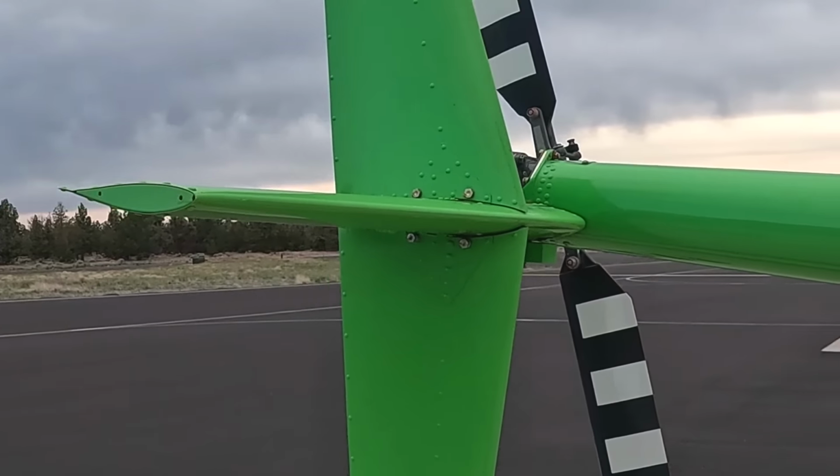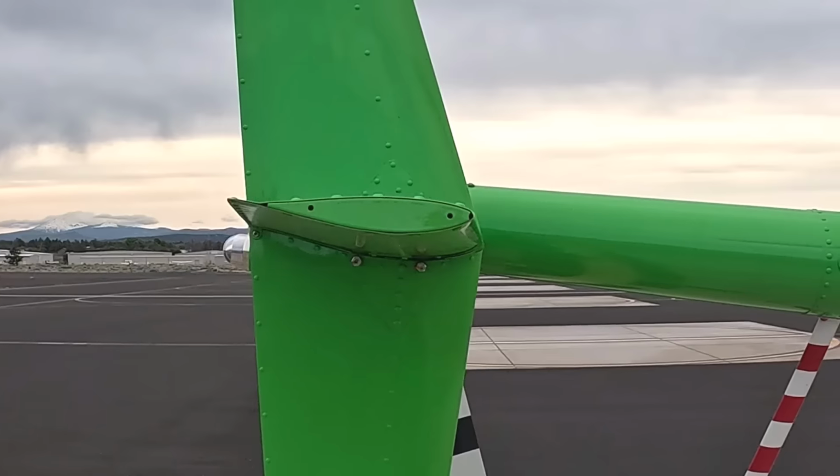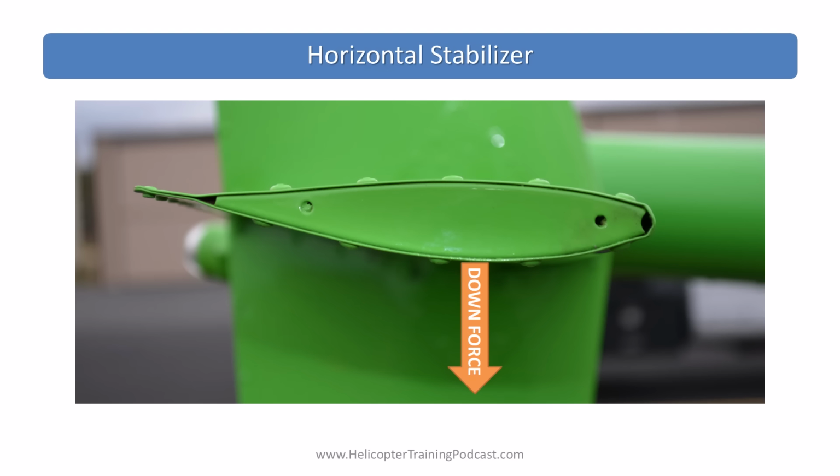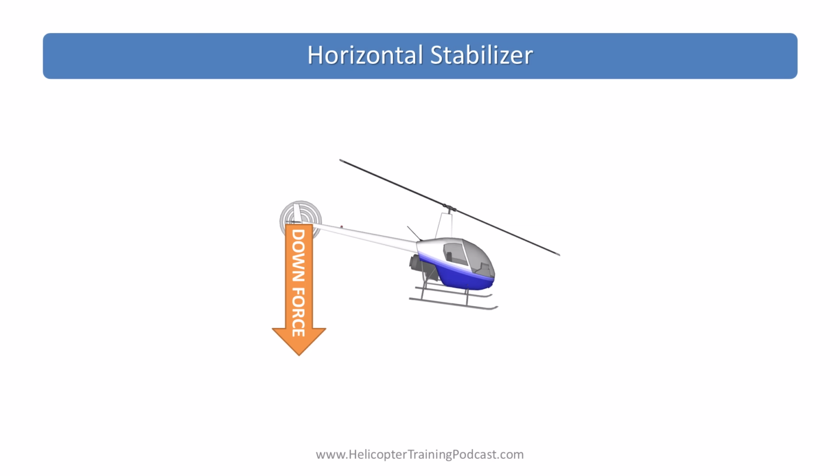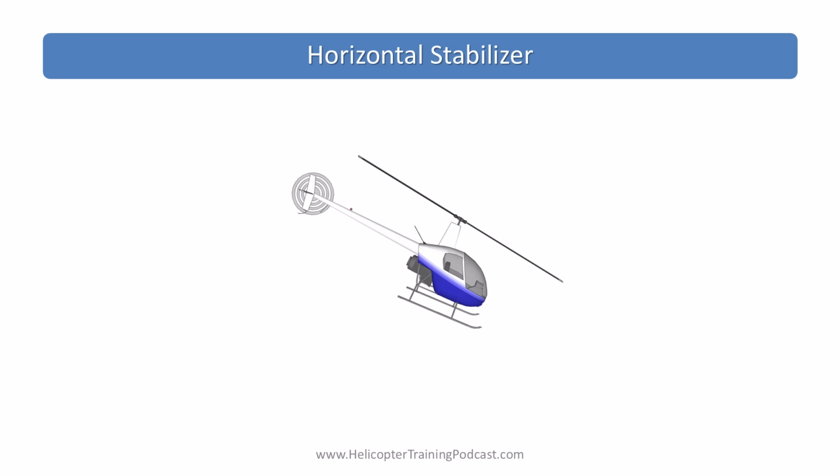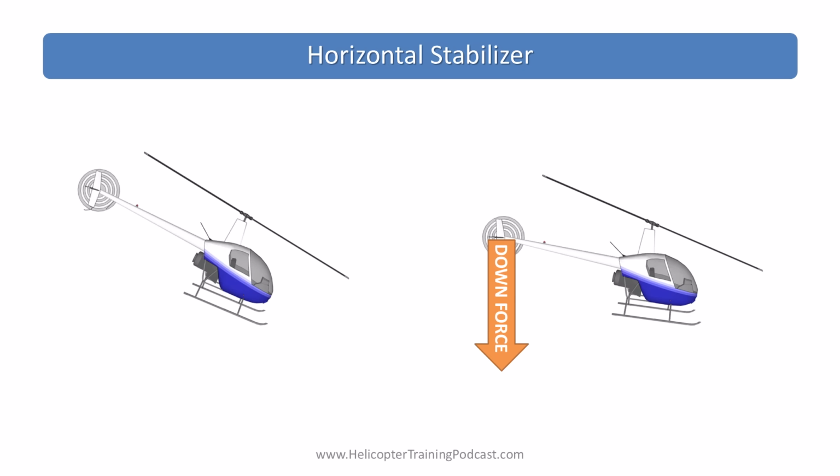The horizontal stabilizer is actually an upside-down wing that creates downforce to keep the helicopter relatively level at higher speeds. So without that, the fuselage would tilt nose down as the main rotor disc is tilted forward at faster flight speeds.